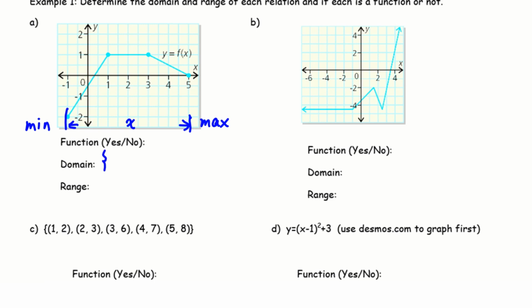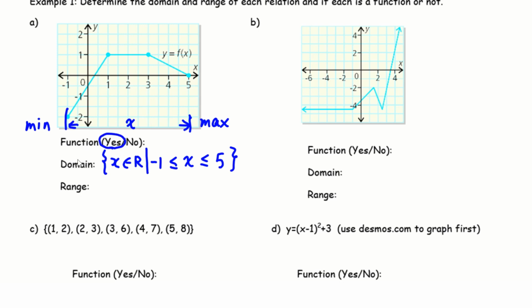So we write it in the set notation. x belongs to all real numbers, then such that minimum is -1, less than or equal to x, less than or equal to the maximum 5. So this is a set notation. And for this one, is function or not, we use a vertical line test. Each time you will have only one point of intersection, so this is a function.